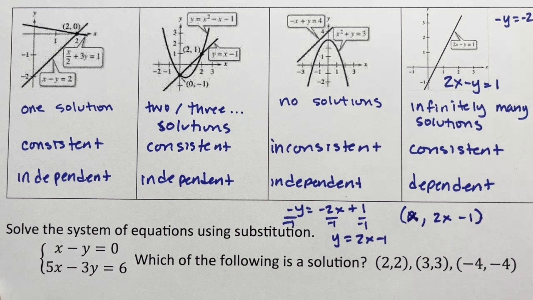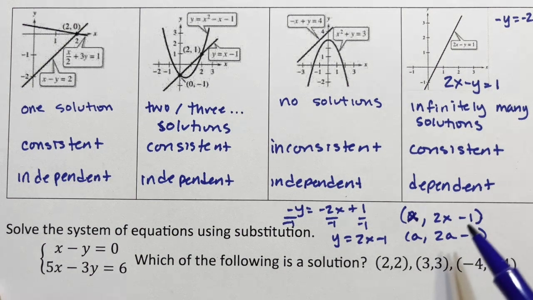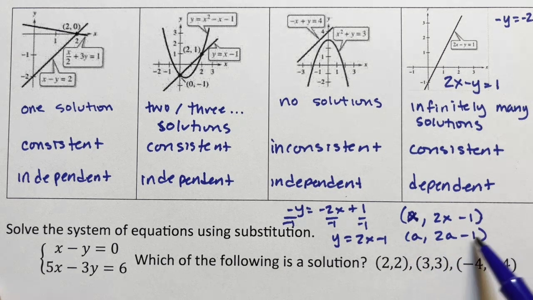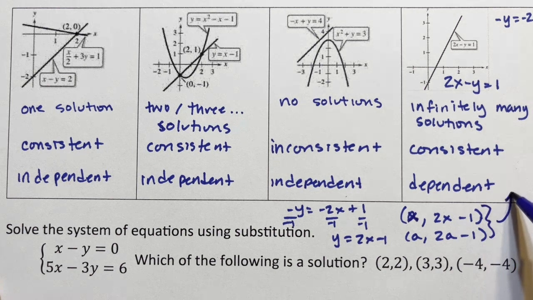Sometimes they ask for a different variable, so like a and 2a minus 1. And that is just a way of saying infinitely many solutions, where you can have any variable for the x for your input, and then your output is based on your input. So this is another way of writing your answer in this scenario.